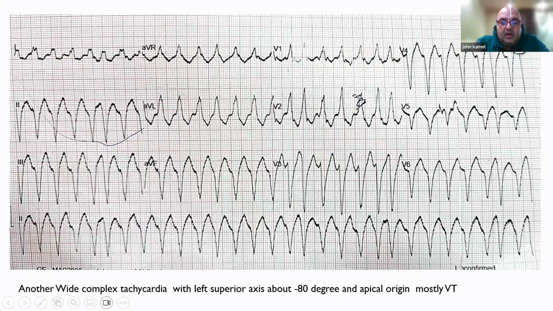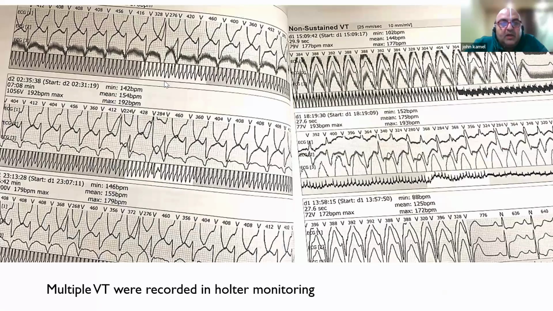He also had a Holter recording. As we can see in the Holter, there are multiple different VTs. This one had a positive complex in ECG1 and biphasic in ECG2, while this one is completely negative concordance, which is a different VT. So different VTs were also recorded on his Holter monitoring.